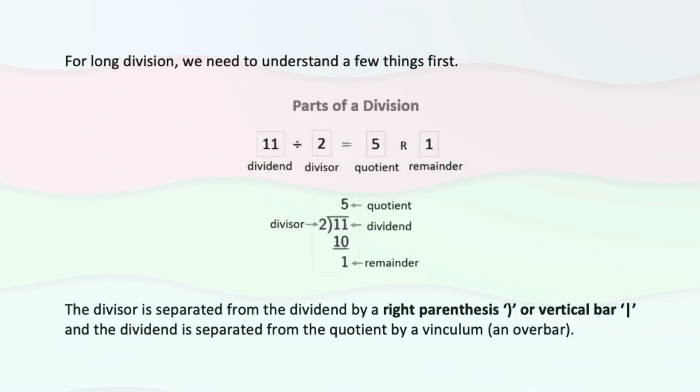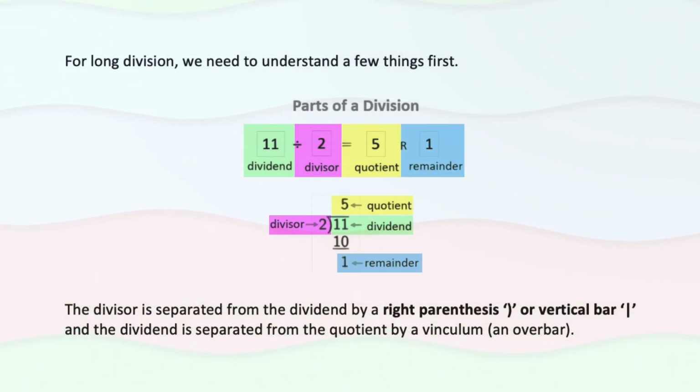Long division. For long division, we need to understand a few things first. First, we need to know the parts of a division. In this case, we have a dividend, which is 11, and that's divided by 2, the divisor. And this equals the quotient, or answer, and leaves a remainder of 1, the remainder.